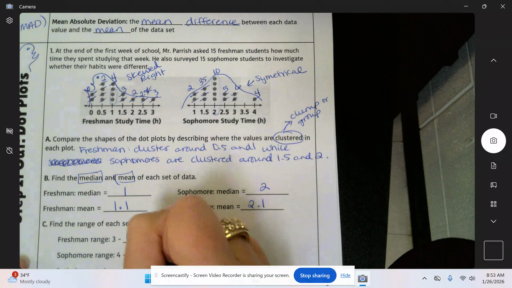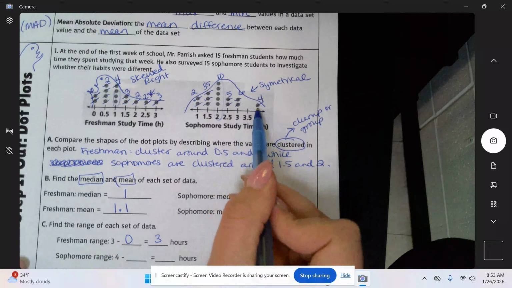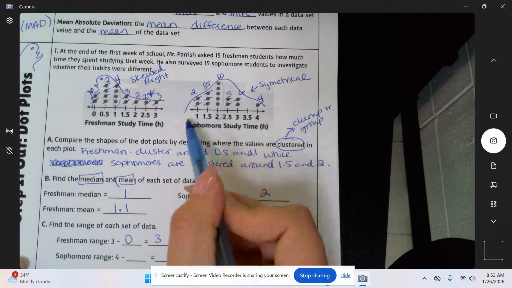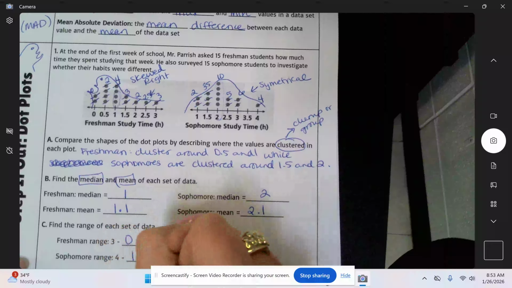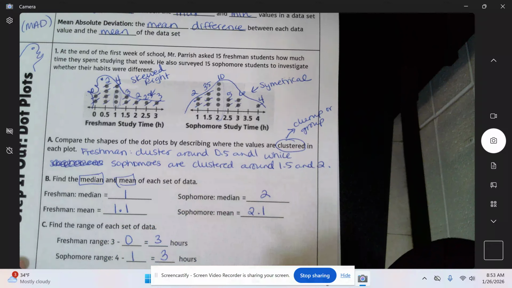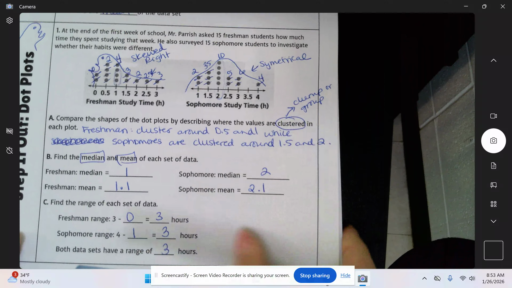3 minus 0. All right, sophomores, our biggest recorded number is a 4 minus the smallest recorded number, which was a 1, gives me a range of 3. So both of them have a range of 3. Ta-da! Turn the page.